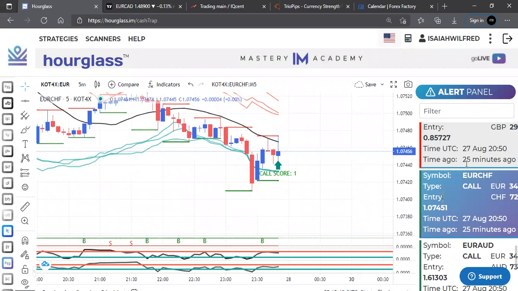So let's look out for a sell example. This one is a sell example. We have euro as 34, and we have CHF as 72. Now, guys, tell me in the chat, which one is stronger and what are we supposed to do?